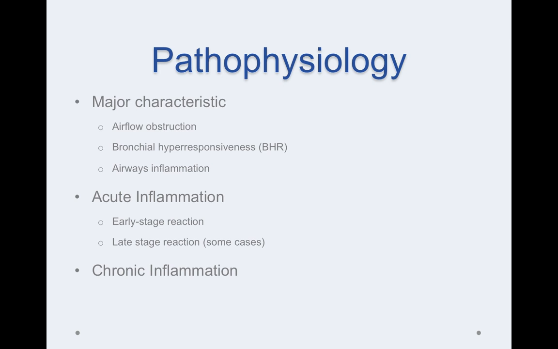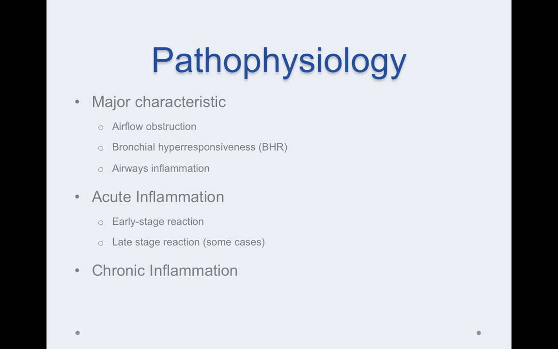Now that we've discussed several factors that may either lead to the development of asthma or trigger asthma symptoms, we can now move on to the pathophysiology of the disease. There is a variable degree of airflow limitation within the pathophysiology of asthma. Some of the major characteristics include airflow obstruction, which is related to bronchospasm, edema, and mucus hypersecretion. Along with this, we see bronchial hyperresponsiveness as well as airways inflammation.